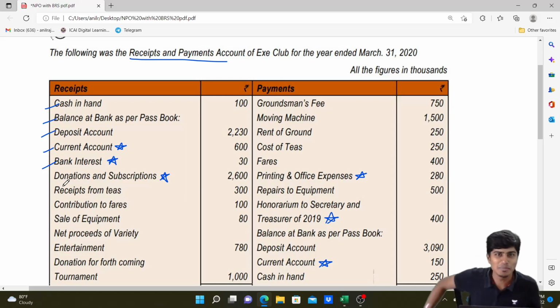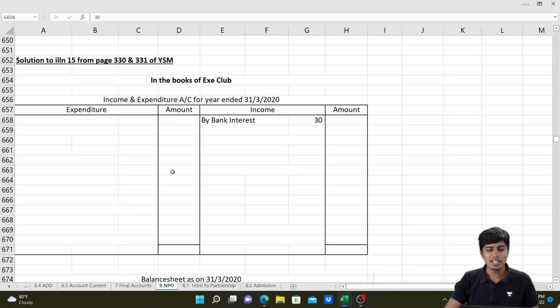I hope you understood what I'm trying. Chalo. So next is donations and subscriptions. Donations and subscriptions as adjustment. So we can't really handle it with just an inner column item. So I'll write the heading here, donations and subscriptions.